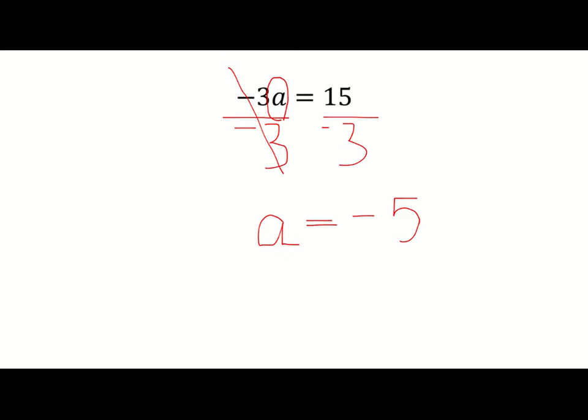Again, I can always check my answer by plugging it back in. If I plug in negative 5 back in for a, then this should work out to the correct answer. We would have negative 3 times negative 5 is 15. Well, I know when I multiply two negatives, that's a positive, and 3 times 5 is 15. Therefore, I know my answer of a equals negative 5 is correct.